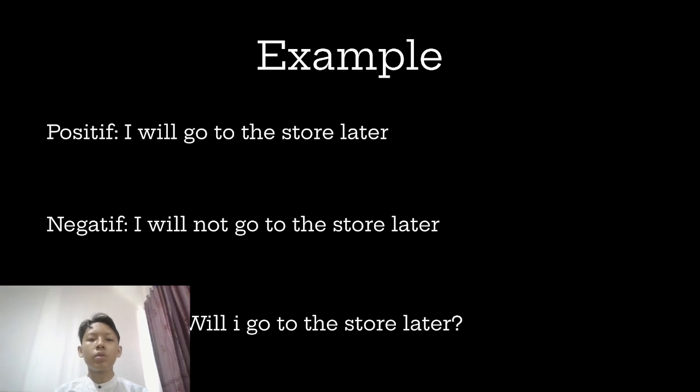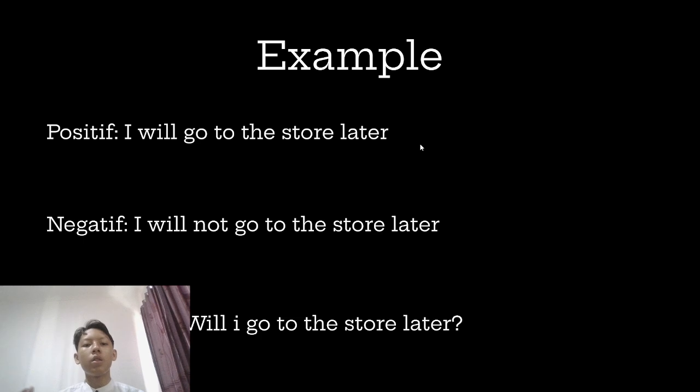So the sentence will be like this: I will go to the store later. So I is the subject, and there is will, and the verb one is go, and to the store later is for the complement. The complement is optional, so you can add it if you want or not.